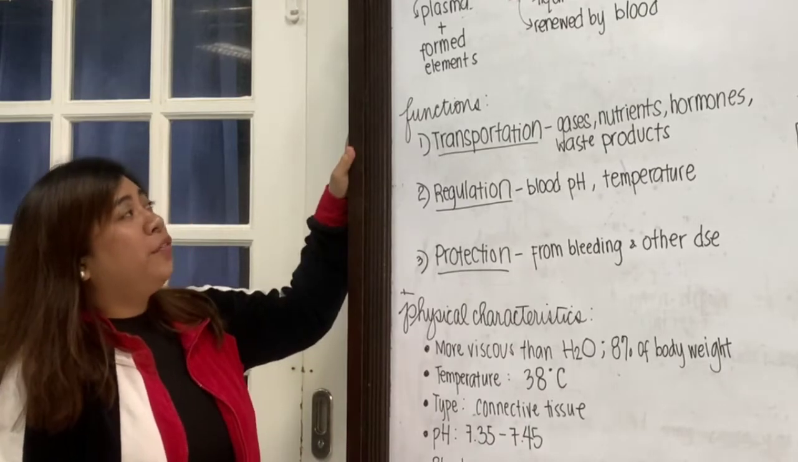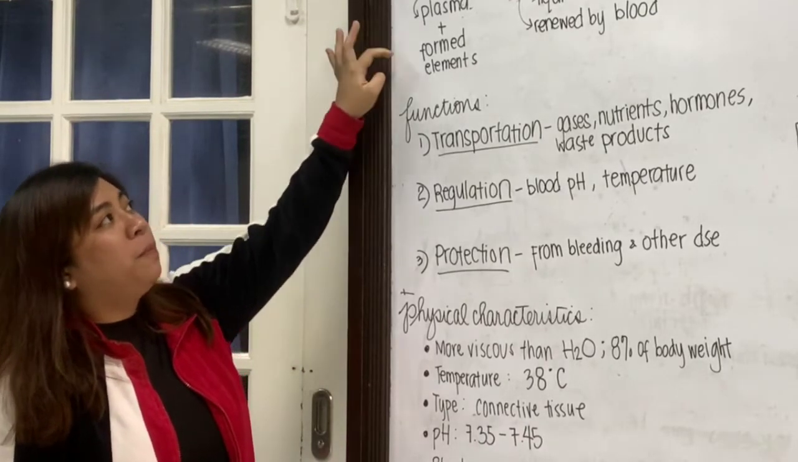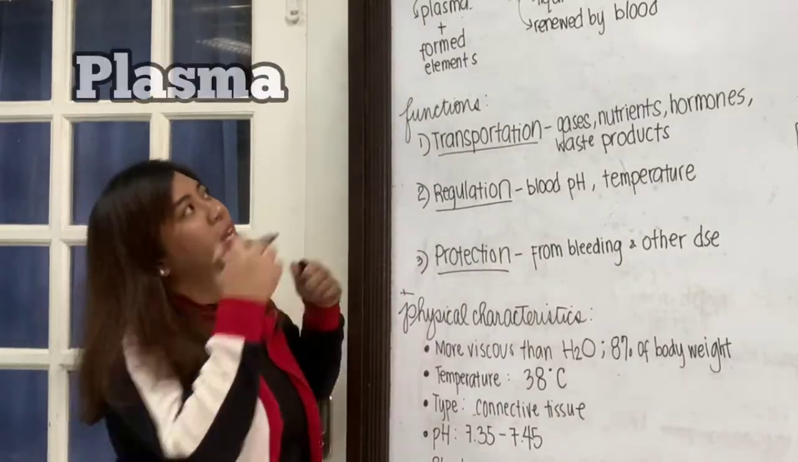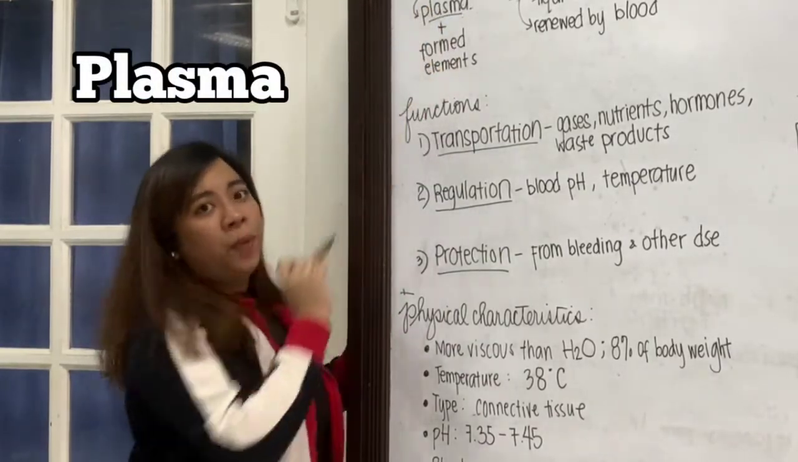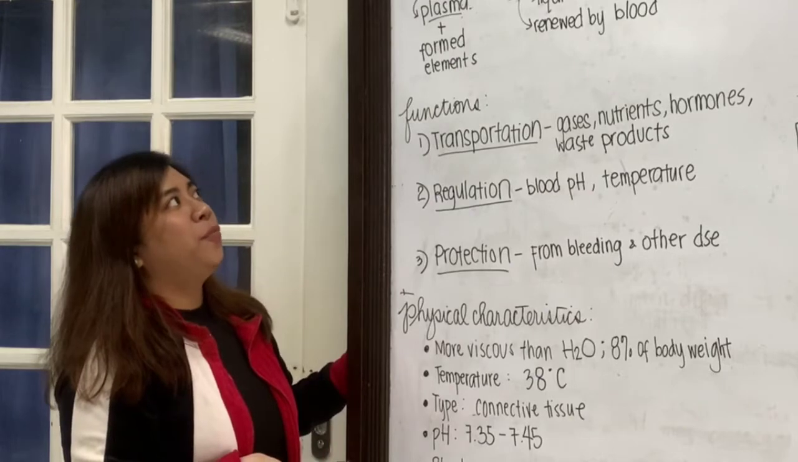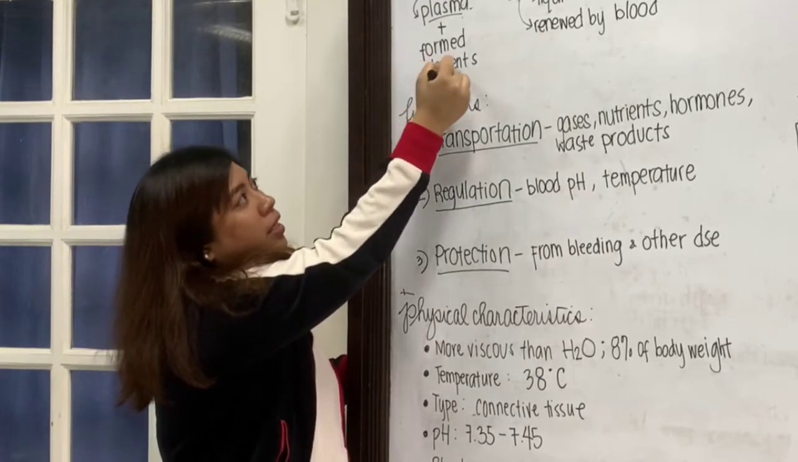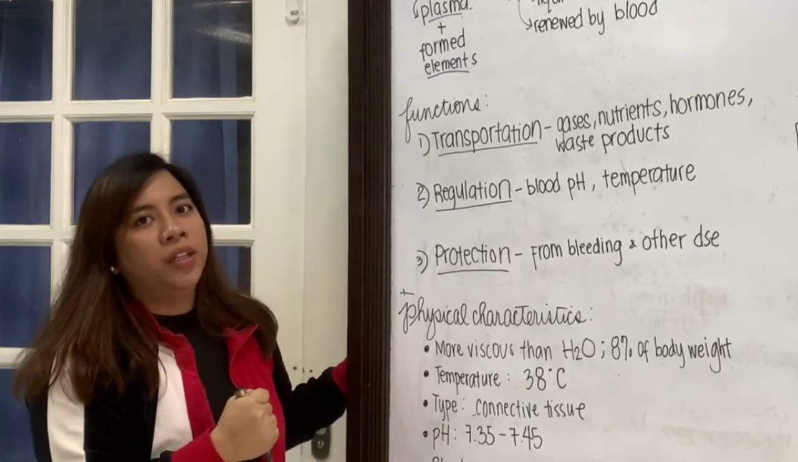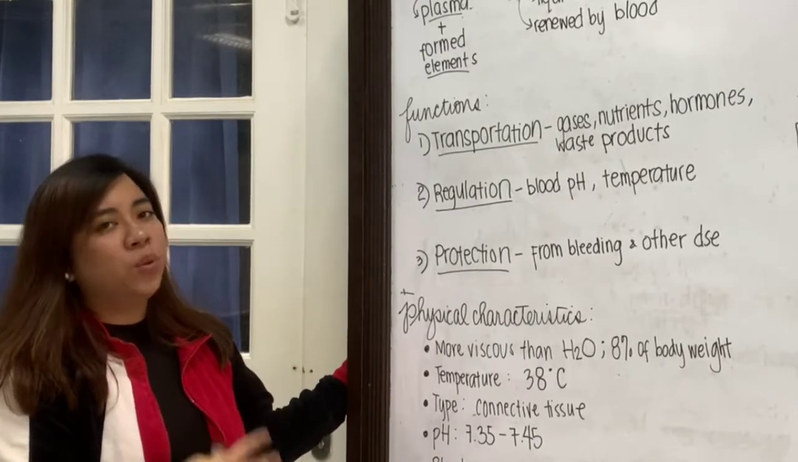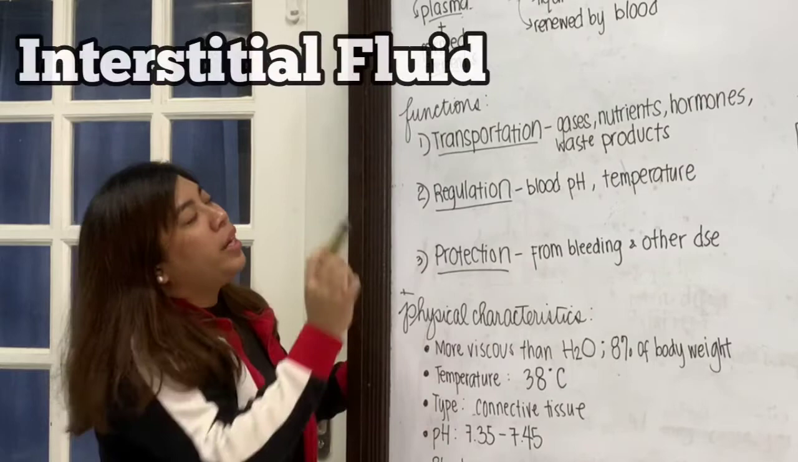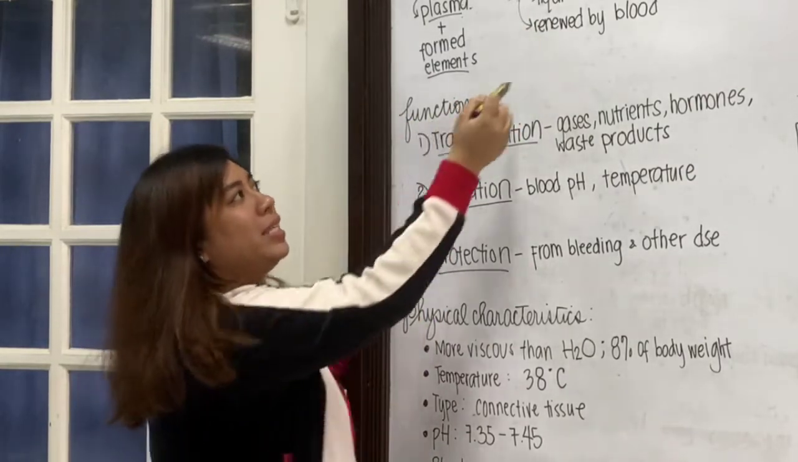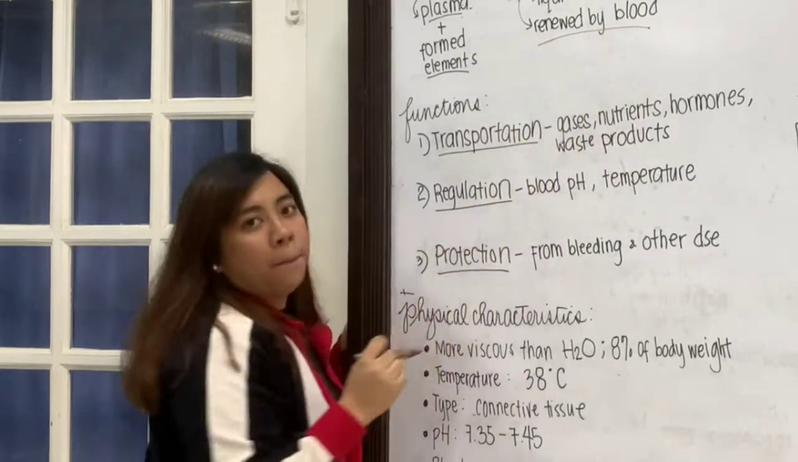So now we have here the difference between your blood and interstitial fluid. Your blood is composed of plasma. This is the liquid component of blood, or the fluid component of blood. Your blood also contains formed elements. So these are the solid components of your blood, your cells in general: red blood cells, white blood cells, and platelets. Your interstitial fluid is the liquid found in between your cells, and this is renewed by blood.